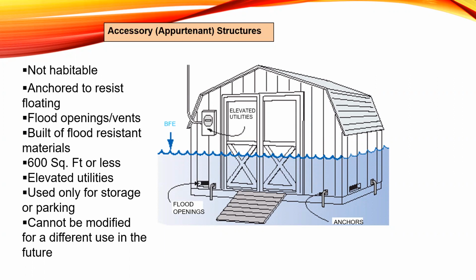Because the point of having this exception is to relieve the financial burden of having to elevate these small, low-cost structures. That's the point of keeping them small, so that they're low cost, low damage potential. And if they are meeting all of these requirements, then they don't need an elevation certificate and they don't need a variance. It would just be a floodplain permit.